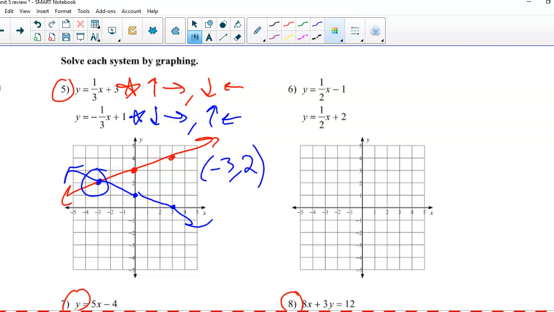John, what was your question? How did you get 3 and 2? -3, 2, that's where they intersect. But I didn't get that. You should have, is what I'm saying.